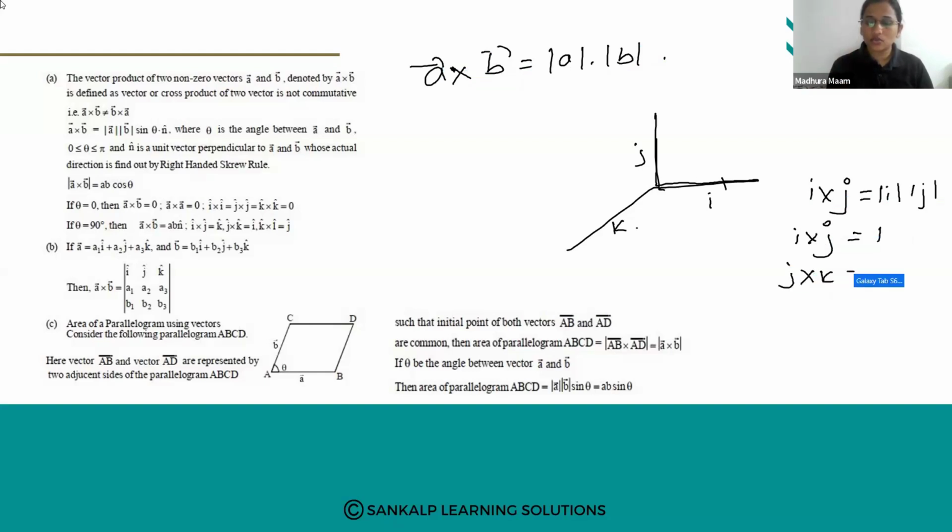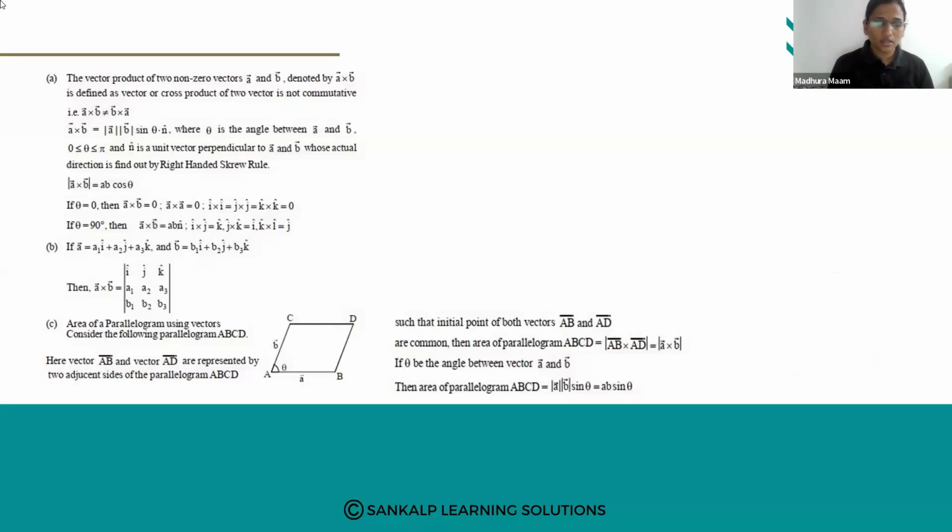J cross K is 1. K cross I is 1. You have to go anti-clockwise: I to J, J to K, K to I. It is 1. If you change the direction, then it will be negative. It will be 1, but it will be negative.